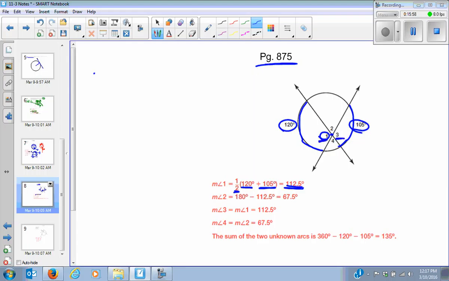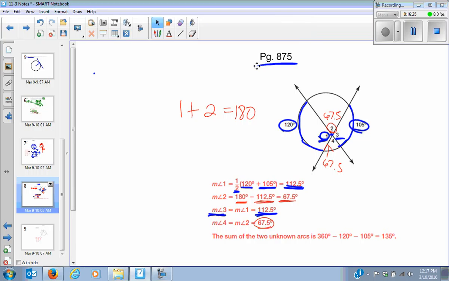This is going to be a vertical angle, so you know that the measure of 3 is the same as that. The way they figured out angle 2 is that 1 plus 2 have to equal 180 because they're a linear pair. So they took 180, subtracted that 112.5, and got 67.5. If I know this is 67.5, this also has to be 67.5, again because we have that vertical angle going on.